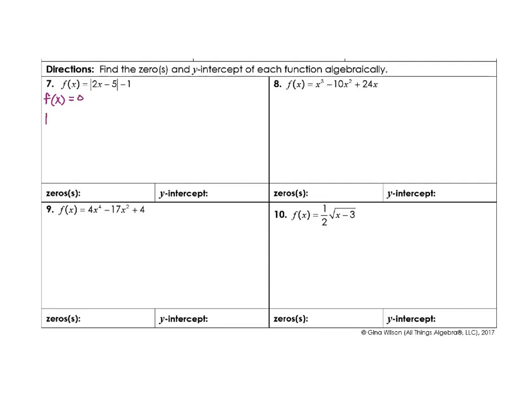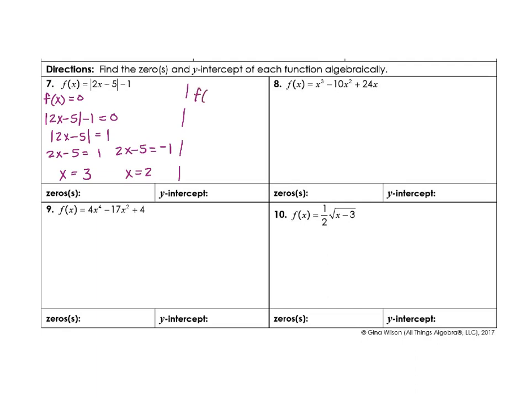And so we take the absolute value of 2x minus 5, minus 1, is equal to 0. You always try to isolate your absolute value. And now you set up your two cases. You have 2x minus 5 is 1, and then you have 2x minus 5 is negative 1. Solving this equation over here, you should end up with x being 3, and on this other one, x should be 2.